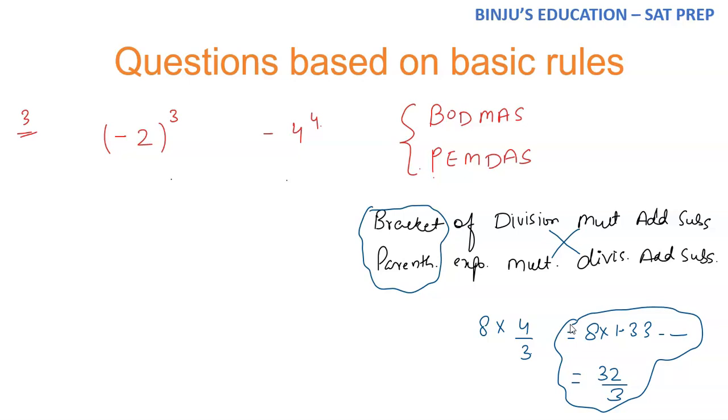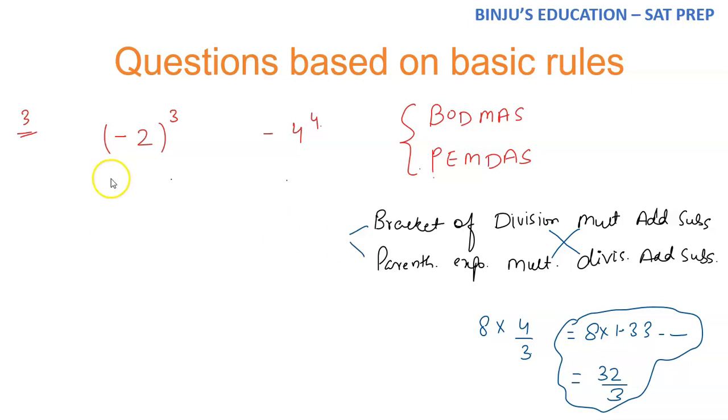So let's see. When you say (minus 2) whole cube, I'm really sorry, I haven't finished with this. This basically tells you the chronological order in which these operations are supposed to be used. So first you solve the bracket, then of, then divide, then multiply, then add, and then subtract. Same thing: first you solve the parenthesis, then the exponent part, then the multiplication, then division, then addition, and then subtraction.